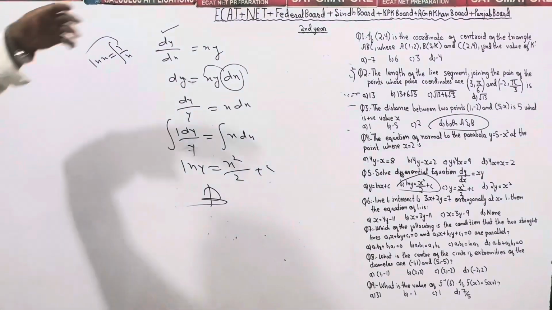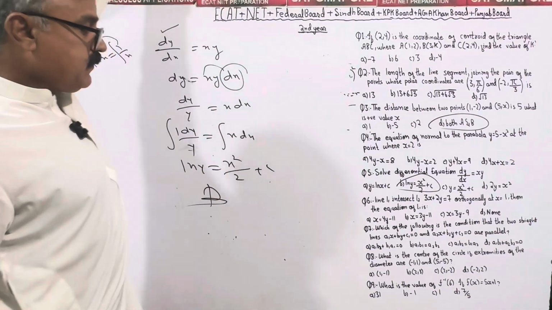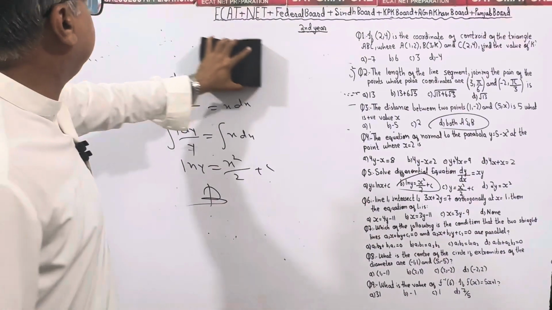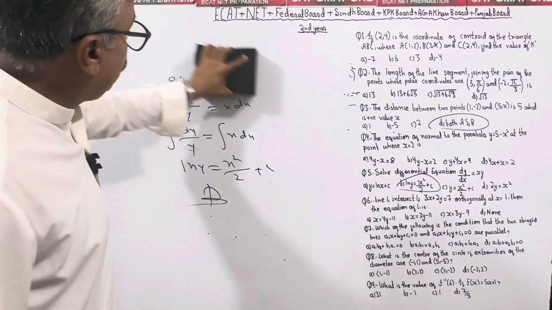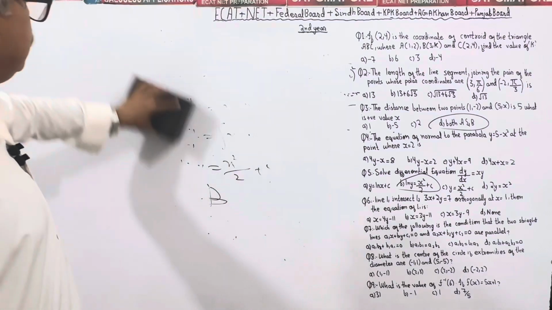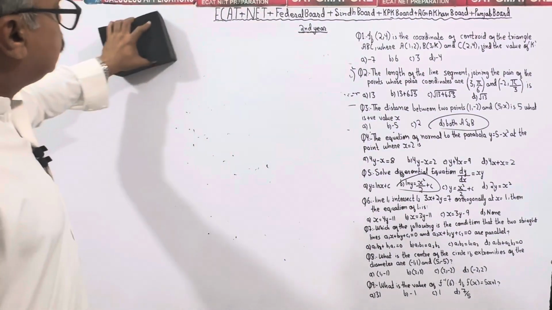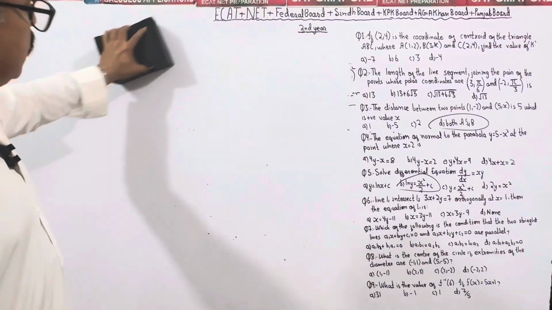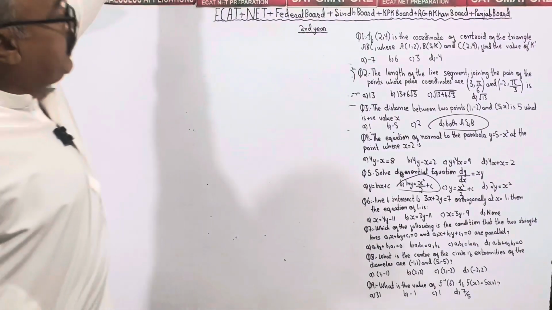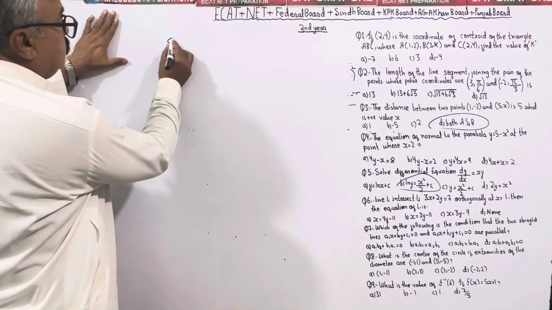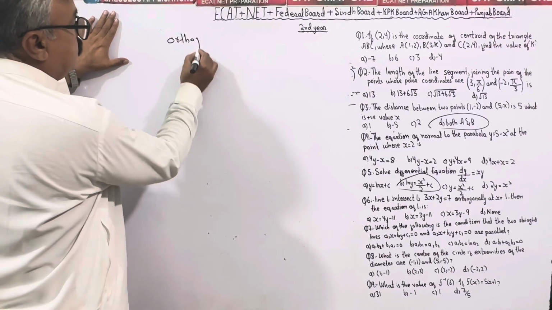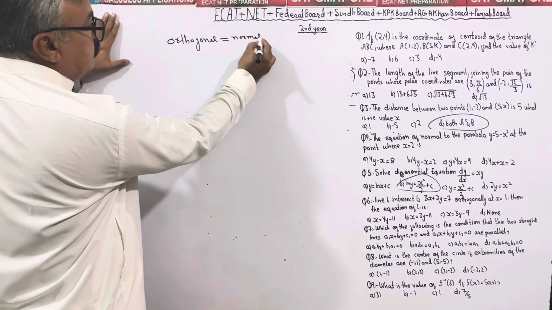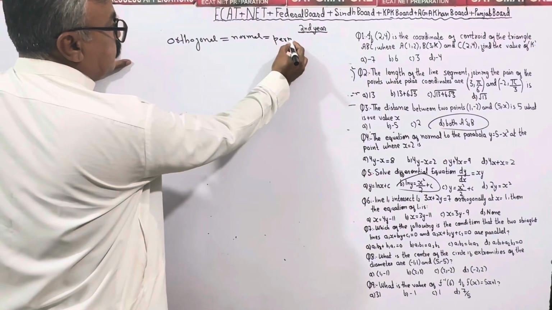Another good question from geometry. If line L1 intersects L2 orthogonally: orthogonal means perpendicular. It is the other word for perpendicular. Orthogonal, normal means perpendicular.